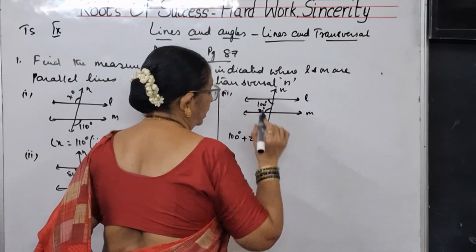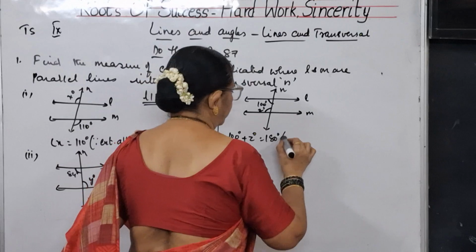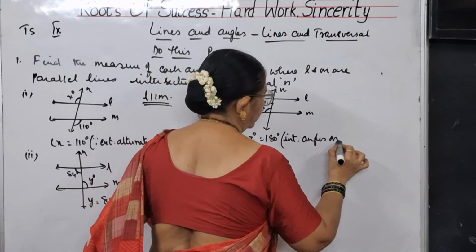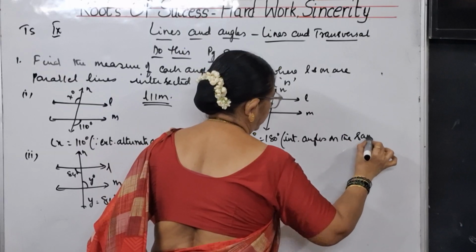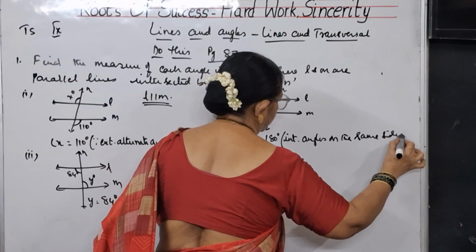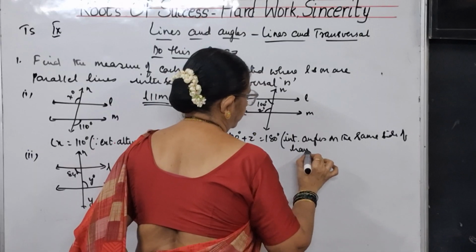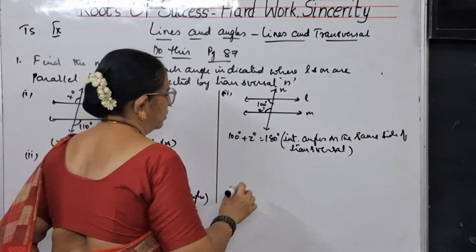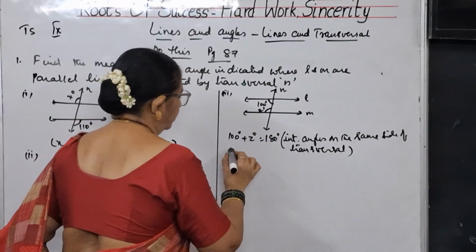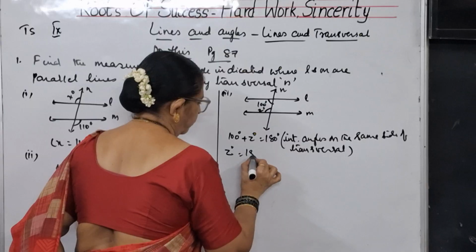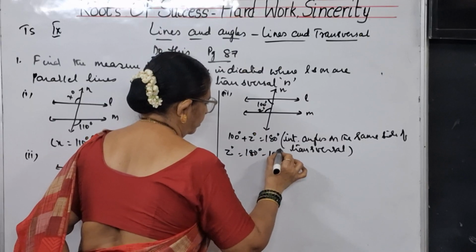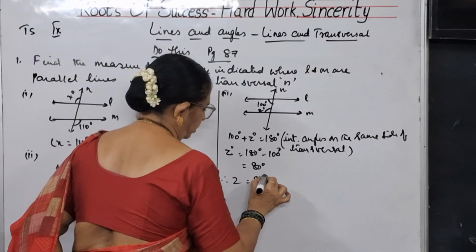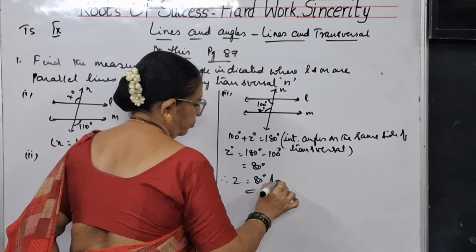Why? They are interior angles on the same side of the transversal. So interior angles on the same side of the transversal are supplementary, I said. So these two sum is 180 degrees. So Z degrees is 180 degrees minus 100 degrees, that is equal to 80 degrees. Therefore, Z is equal to 80 degrees is the answer for this.